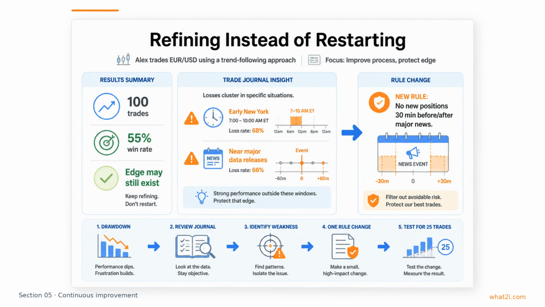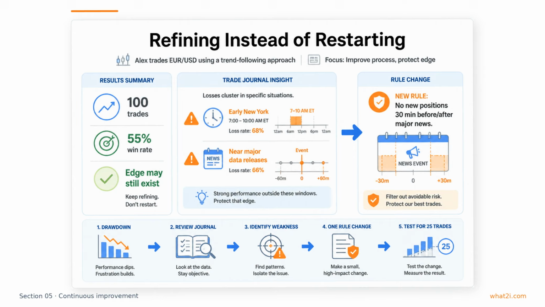Imagine Alex trading Euro USD with a trend-following approach. Over 100 trades, his win rate is 55%, which suggests the method may still have an edge. But his journal shows that many losses cluster early in the New York session and especially around major data releases. That points to a timing problem rather than a complete strategy failure. Instead of restarting with a new system, he adds one rule: no new entries around high-impact news. Then he tests that adjustment over the next 25 trades to see whether stability improves.